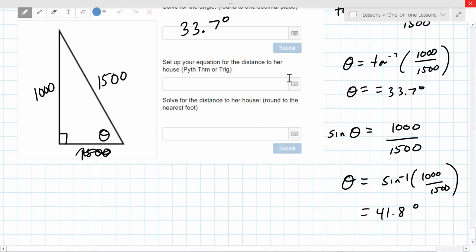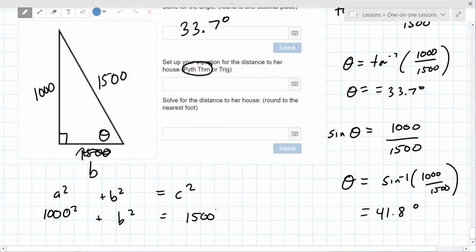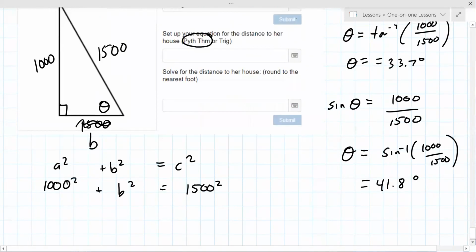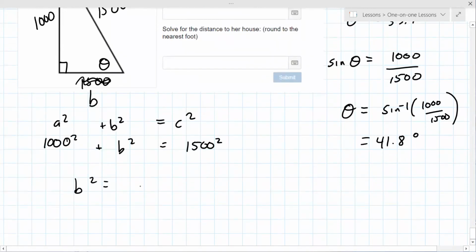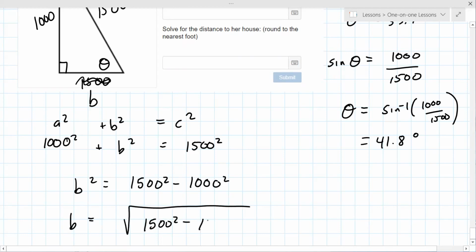All right, so now the next part says it wants you to find the third side here, this b, and you can use Pythagorean theorem or trig. Most students like the Pythagorean theorem. That's a squared plus b squared equals c squared. So it's 1,000 squared plus b squared equals 1,500 squared. So we're solving for b. b squared equals 1,500 squared minus 1,000 squared. So get this number, and then like we were doing with law of cosines, you take a square root of this. So b equals the square root of 1,500 squared minus 1,000 squared.